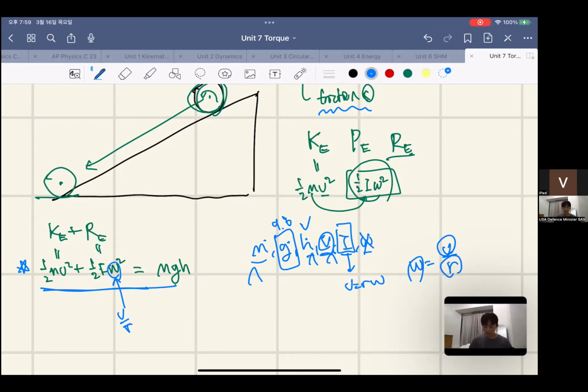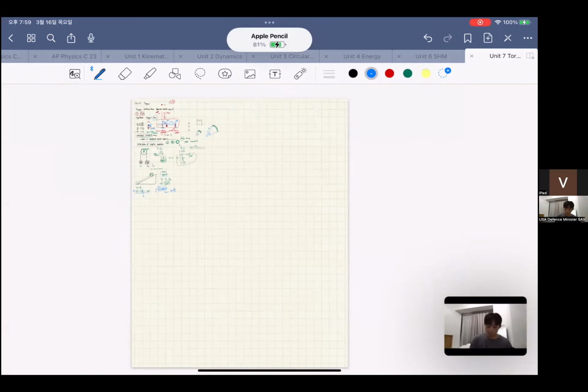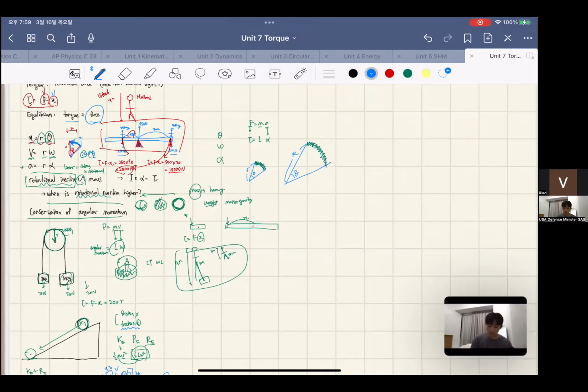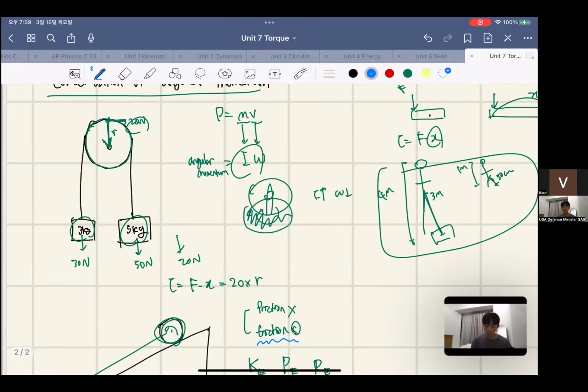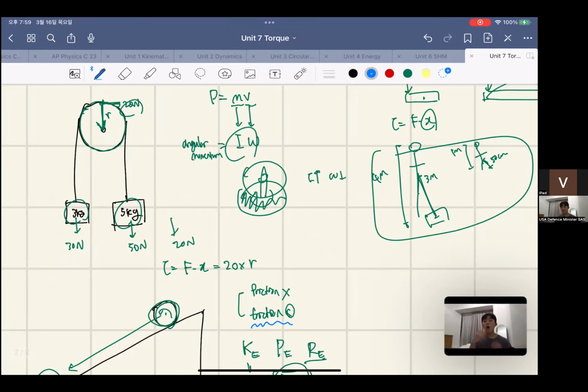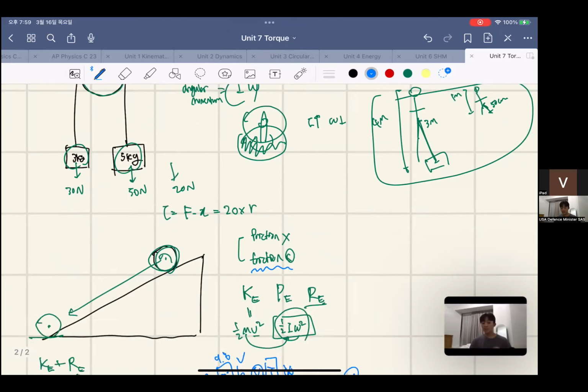So that was it. I explained the basic concepts of torque, and I also explained some typical hard problem types that can appear in AP Physics 1 level torque. Again, these are hard problems. Pulleys rotating and a ball rolling down a ramp is hard enough to even come out in AP Physics C.